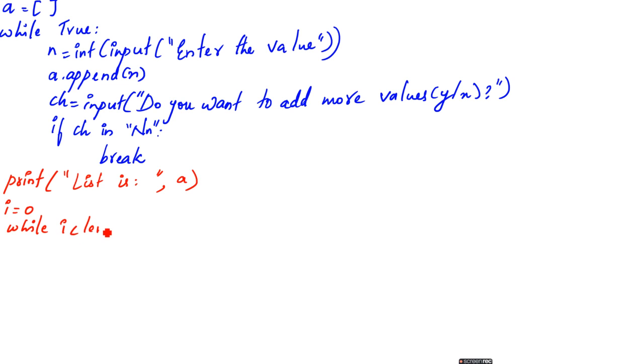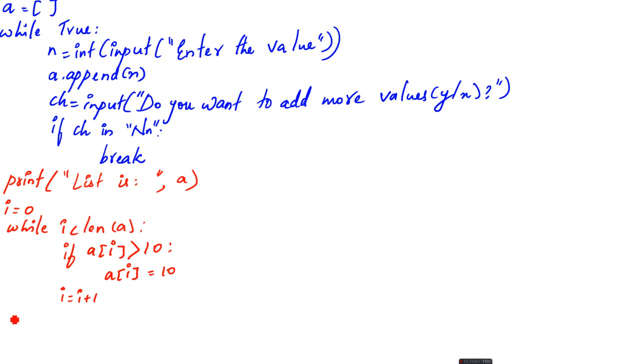While I less than length of A, then we can give the condition if a of I is greater than 10. Then we have to change the value of a of I equal to 10. Then we have to increment the value of I equal to I plus 1, while I is less than n. Then we will make the changes, then increment the value of I. So in this way we will be changing the values.